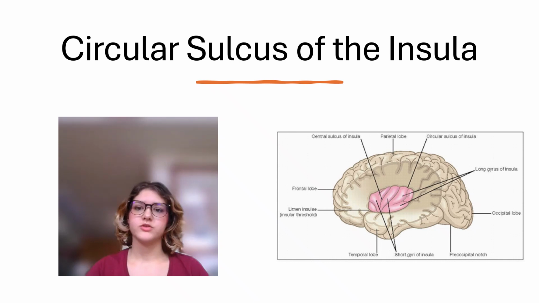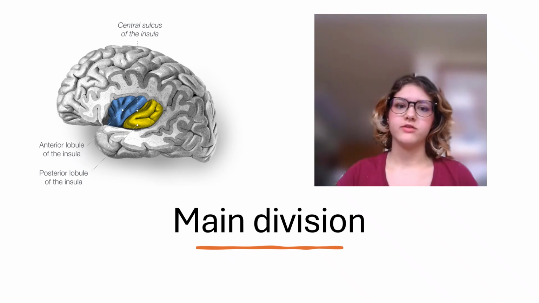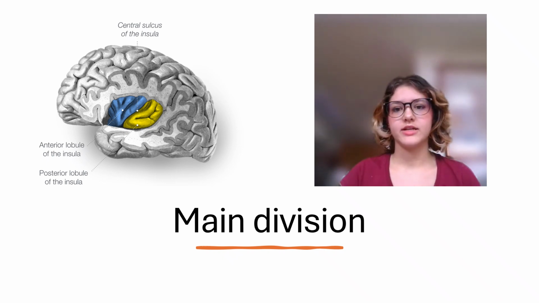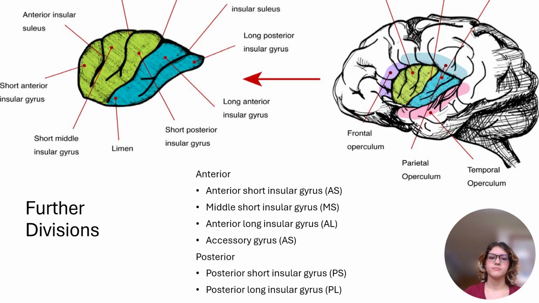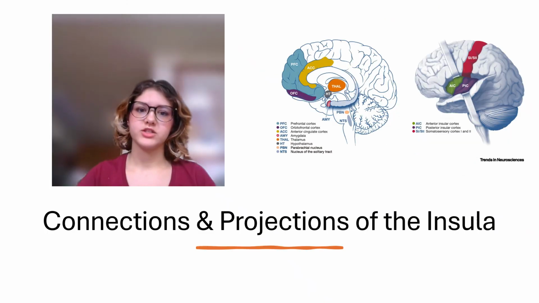The insula is separated from its surrounding region by the circular sulcus of the insula, which is also known as the sulcus of Reil. It is a semicircular sulcus that separates the insula from its neighboring gyri of the operculum. The insula can be divided in a variety of ways. One of the simplest ways is into two regions, the anterior and posterior insula, by the central sulcus of the insula. The insula can then be further divided within the posterior and anterior divisions. The anterior insula consists of 4 gyri, and the posterior insula consists of 2 gyri, all of which are pictured and listed here.